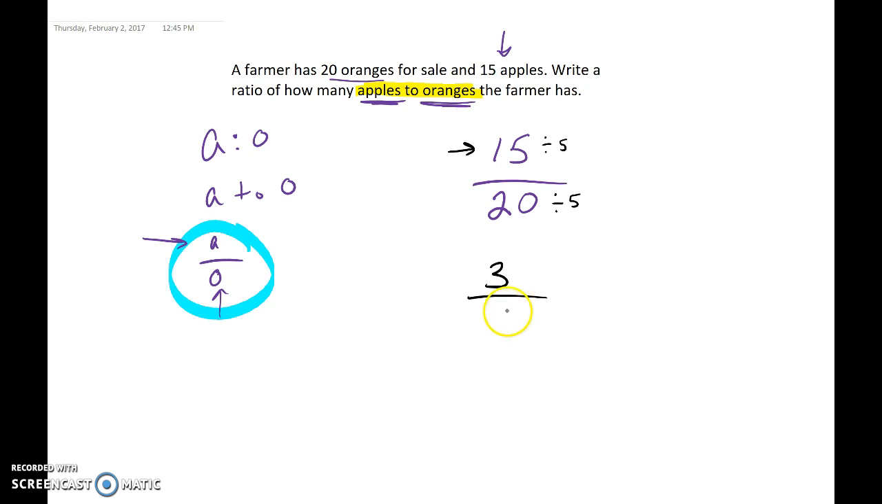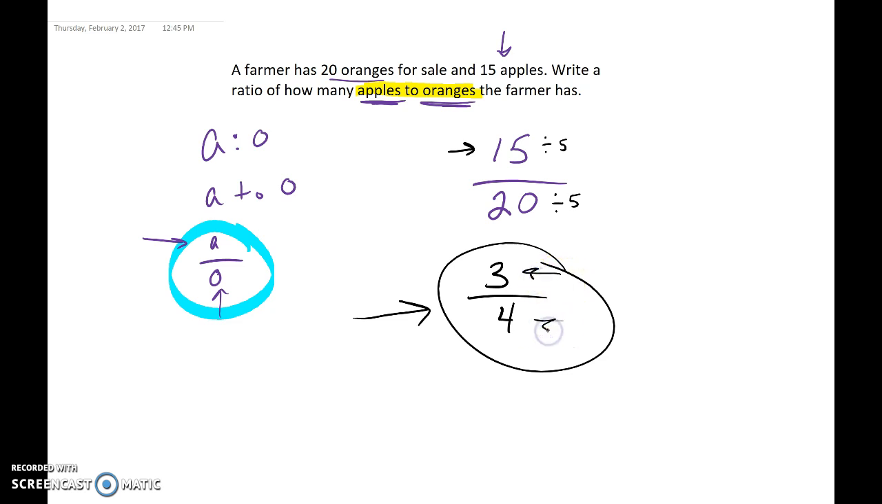So our final answer for this will be 3 over 4. All right, so remember, when you're writing your ratio, you must simplify. So the ratio that we have of apples to oranges is 3 to 4. So that means for every 3 apples we have 4 oranges.